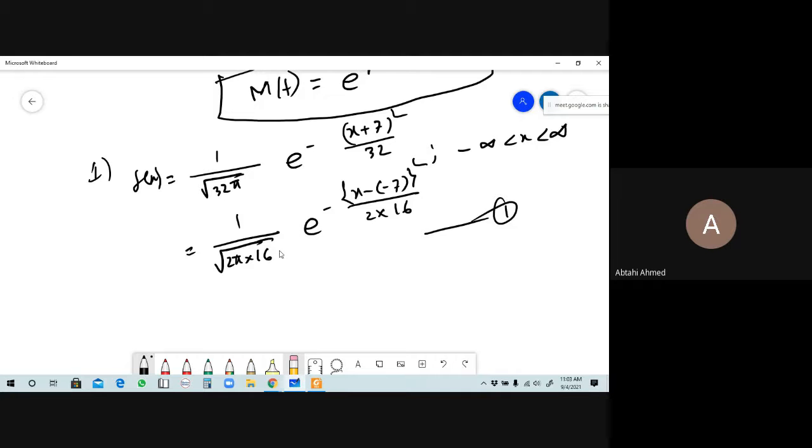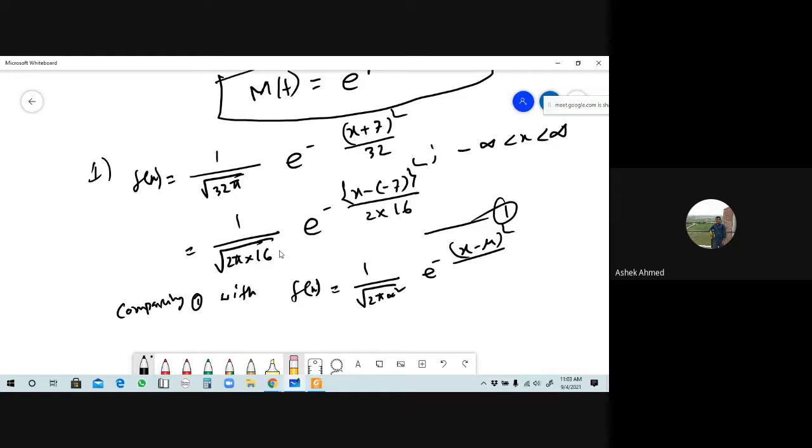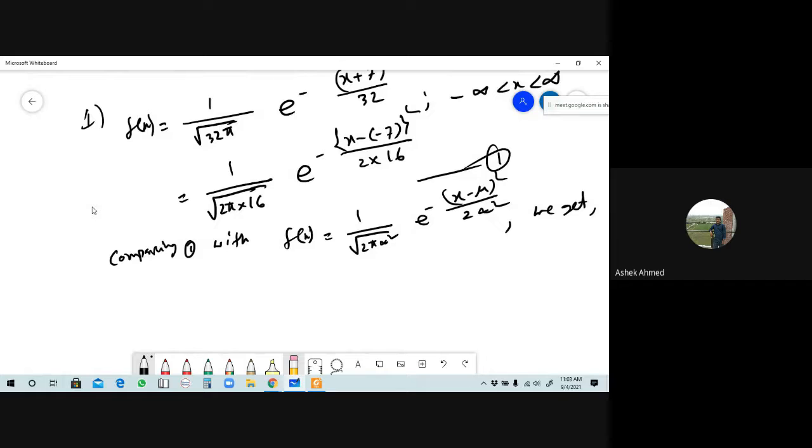Yes, sir. Now you have to write here, comparing 1 with the main formula, f of x equals 1 by root over 2 pi sigma square e to the power minus x minus mu whole square by 2 sigma square. Okay, we get আমরা কি পাবো? The value of sigma square will be কত হবে? 16, and mu is here minus 7. Okay, sigma square is equal to 16 and mu is minus 7.